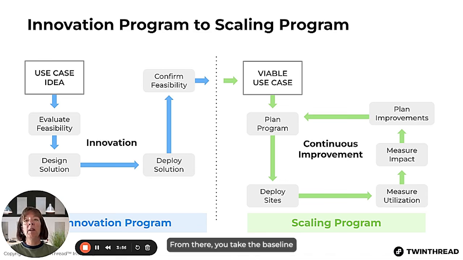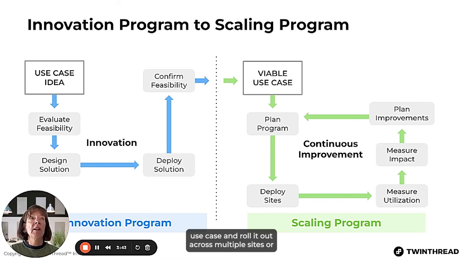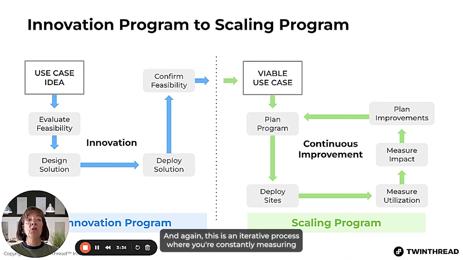From there, you take the baseline that you learn from your innovation program and you move into a scaling program where you plan on how to take that viable use case and roll it out across multiple sites, or maybe within one plant, multiple lines or multiple assets. And again, this is an iterative process where you're constantly measuring utilization, measuring impact, planning improvement. So it's iteration in a similar manner from the innovation program that's then done at the scaling program.